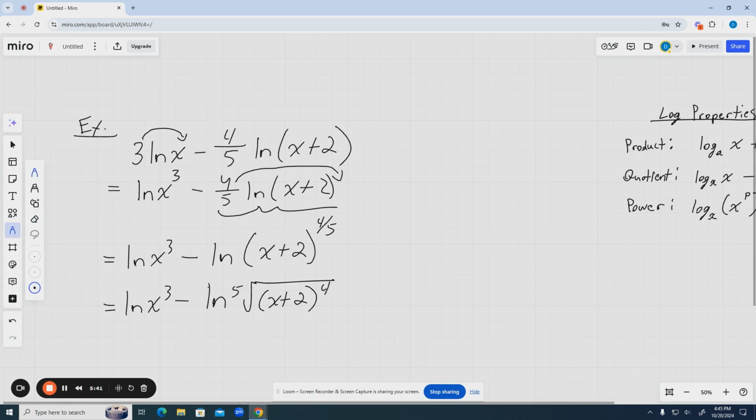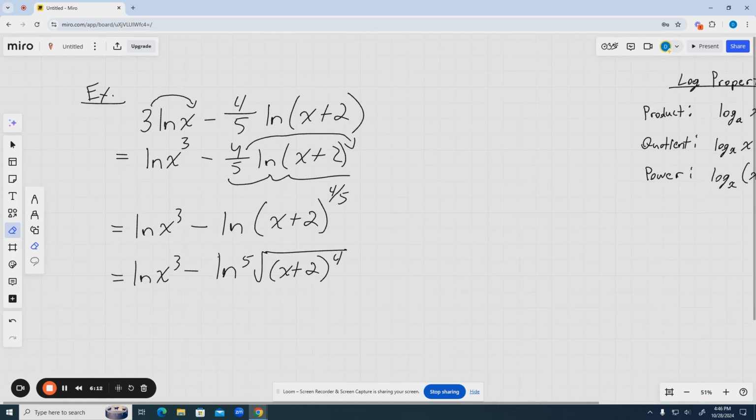That is the same rule as if you have, let's say, a square root of x, which is the same thing as saying x to the 1/2. This being your 2 and this being your 1. If I have a fraction as the power, I can rewrite it in this format. And that's all I did. I just rewrote x plus 2 to the 4/5 power as the 5th root of x plus 2 to the 4th power. There's some algebraic manipulation there, but that's not the point of the logarithm properties here.